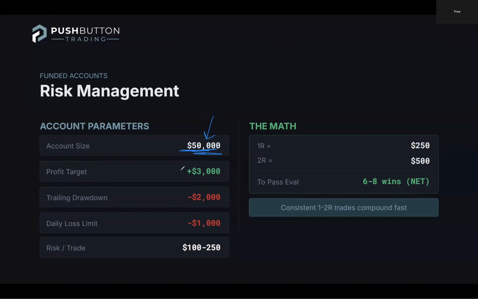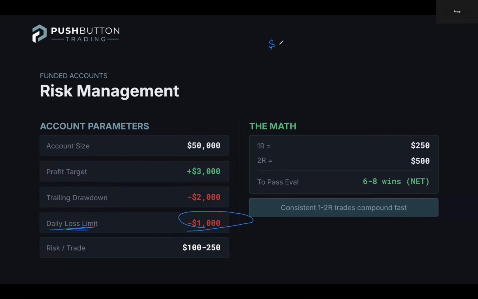What you do is you have a goal, a profit target of $3,000. Take that 50,000, grow it to 53,000, right? But you've got to follow the rules. One of the rules is you can't lose more than 2,000. So what does that mean? That means your 50K has to go up to 53, but it cannot go down to 48. Okay, so positive 3,000, negative 2,000. One of the other rules is you have a daily loss limit. You cannot lose more than $1,000 a day.